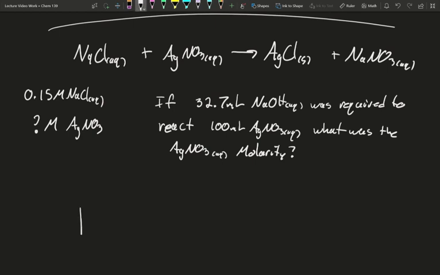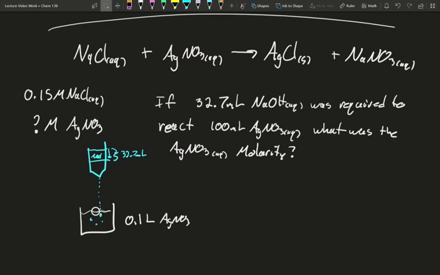Well, we use 100 milliliters, so 0.1 liter of my silver nitrate solution. To that, we're going to add some sodium chloride solution, and drop by drop, we're going to add it here. Build up a little bit until we see the solid stop forming. What we found is that I had to add a volume of 32.7 milliliters in order to react all of the silver nitrate.